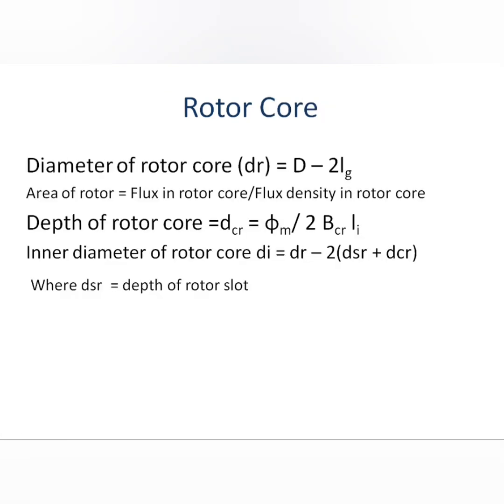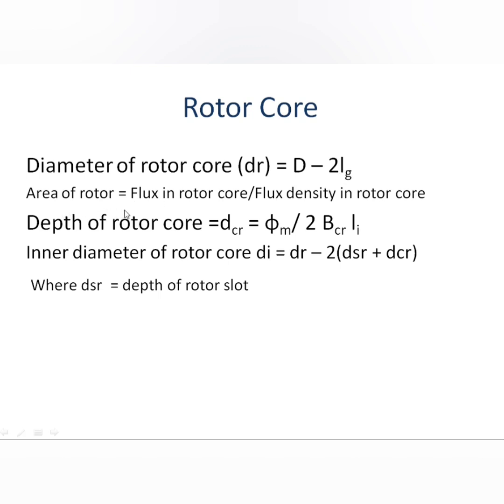The rotor core has dimensions which can be calculated as follows. We know the stator bore diameter, that is D. If you subtract twice the length of the air gap, we get the diameter of the rotor. This is a very important formula. Usually students make mistakes while using this formula. There is 2 times the length of the air gap in the diameter. If we consider the radius, then there will be only 1 air gap, but here we are considering the diameter, so there will be 2 lengths of air gap.